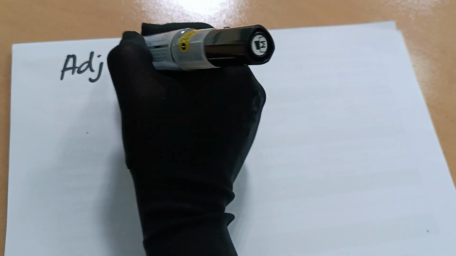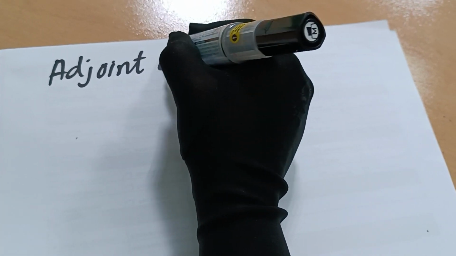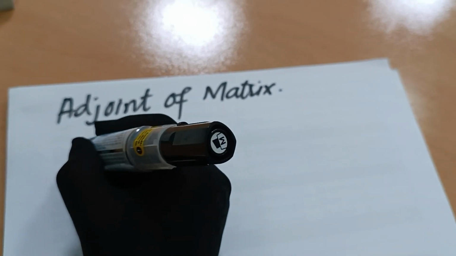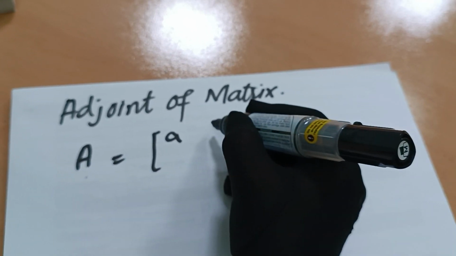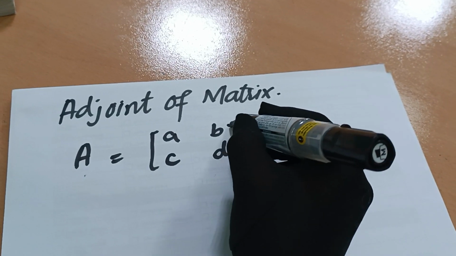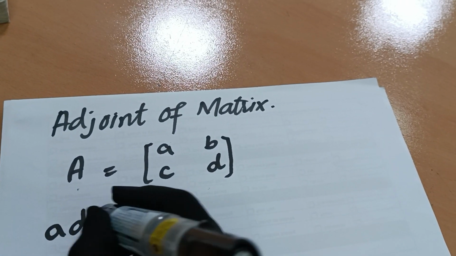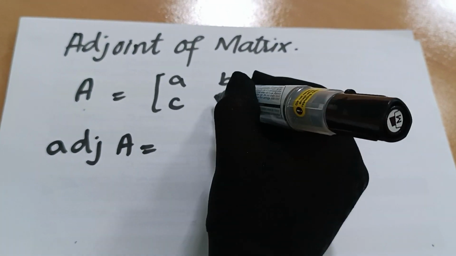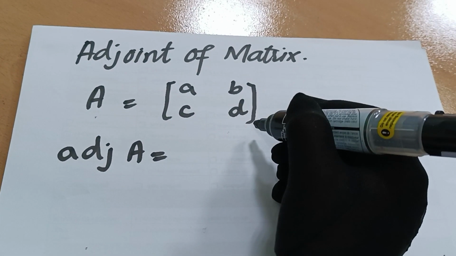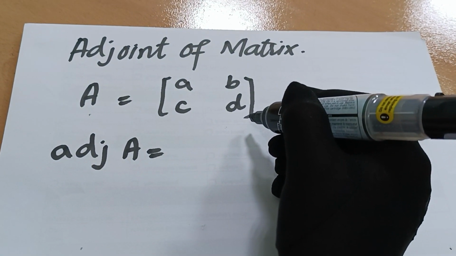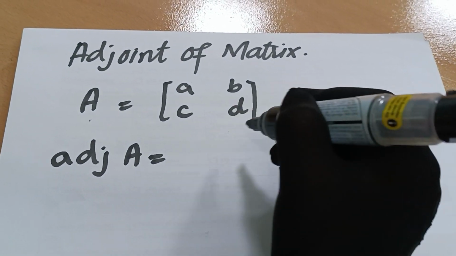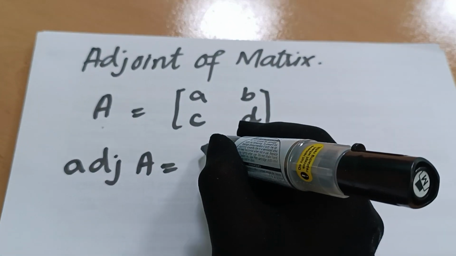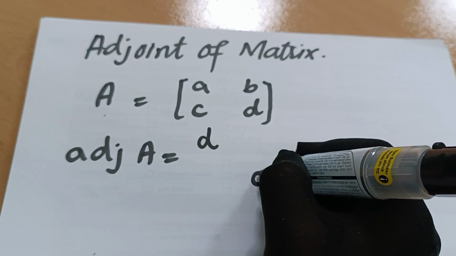Now the adjoint of a matrix. I will take the same matrix A which I have taken before: A, B, C, D. When we apply the adjoint on A, the principal diagonal elements will exchange their positions. This is the rule only for 2 by 2 matrices. 3 by 3 matrices have a different method for finding the adjoint. So 2 by 2 is very simple. Just exchange the elements in the principal diagonal. D will be here and A will be here.